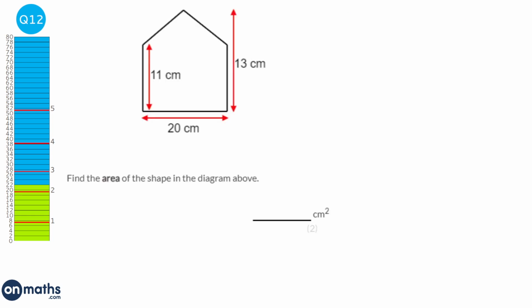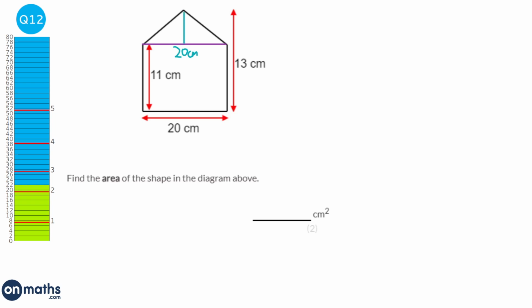To answer this question we need to cut this shape into two shapes. So we're going to draw a line across here and we're going to cut it into a rectangle and a triangle. Now we need to first of all label the parts of the triangle. So the width of the triangle, the base, will be the same as the base at the bottom, so that will be 20 centimeters. And we need to find the height, which is this length here, which is 90 degrees to the base.